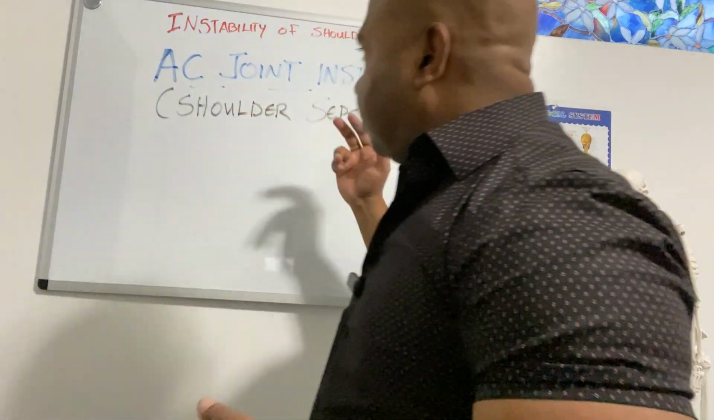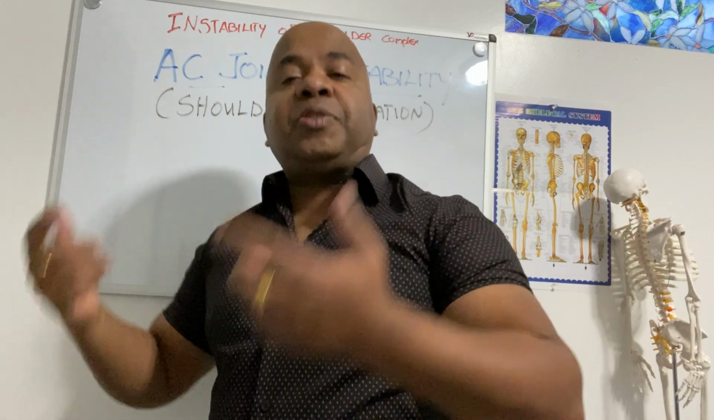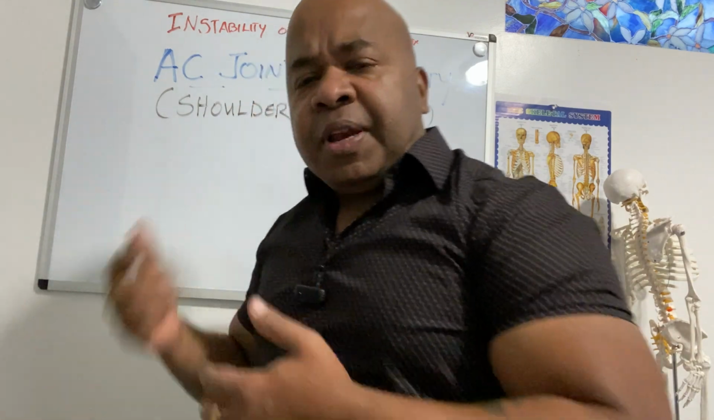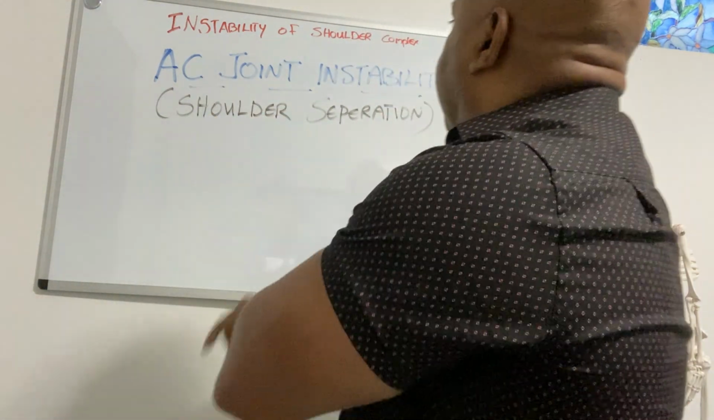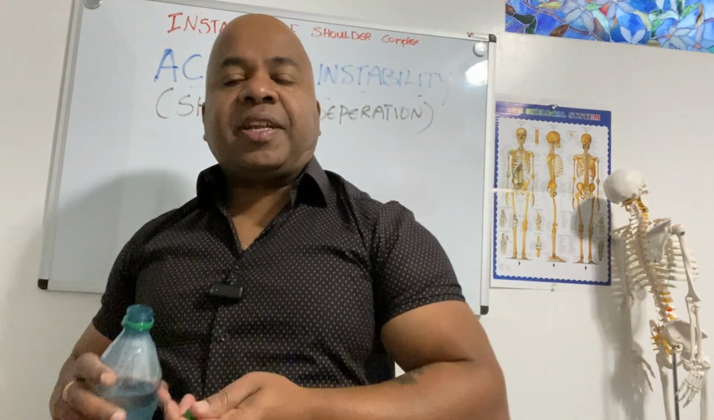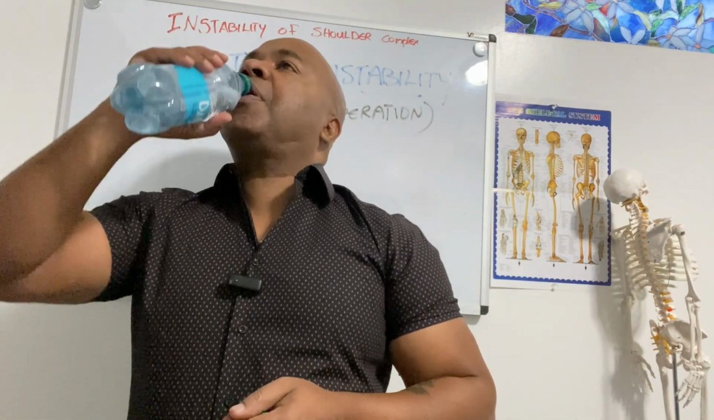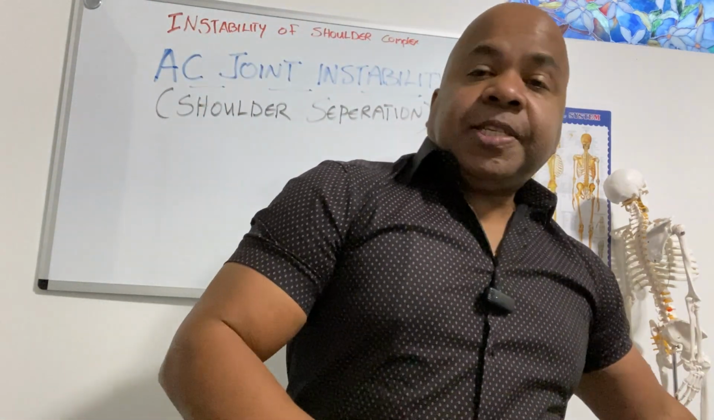Okay, so that's about the movements taking place at the acromioclavicular joint. Now let us see the pathology occurring at the acromioclavicular joint: AC joint instability or AC joint separation. It's a little bit confusing topic, that's why I want you to understand what movements are possible.